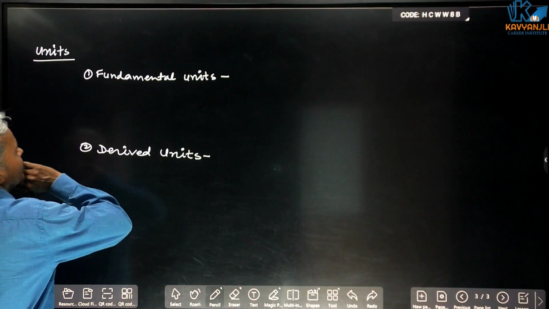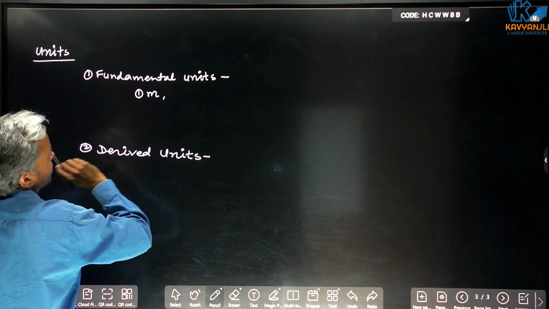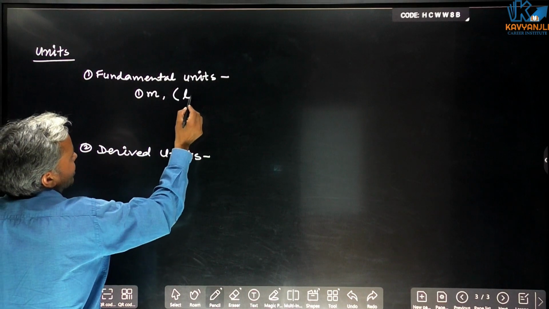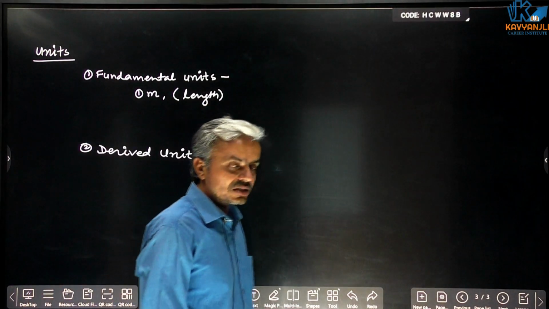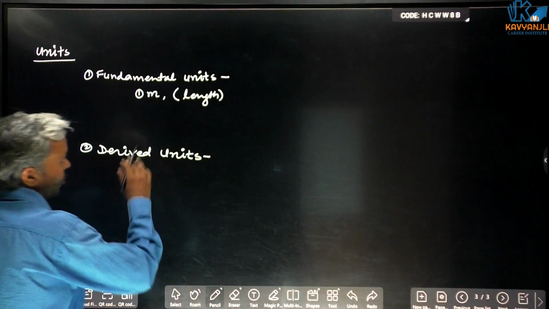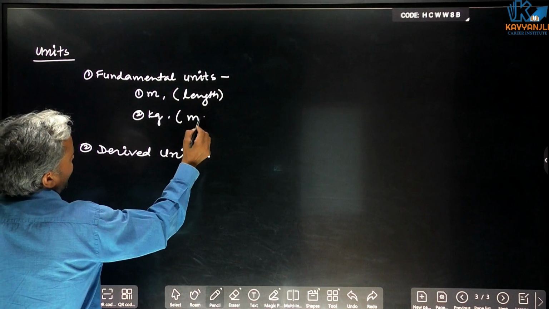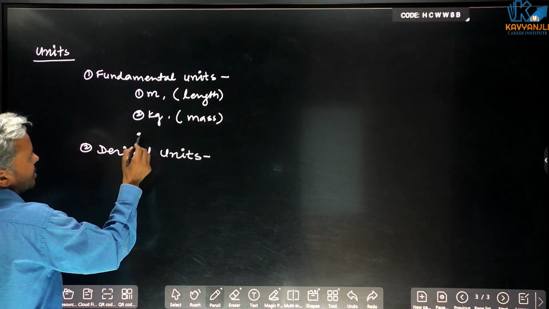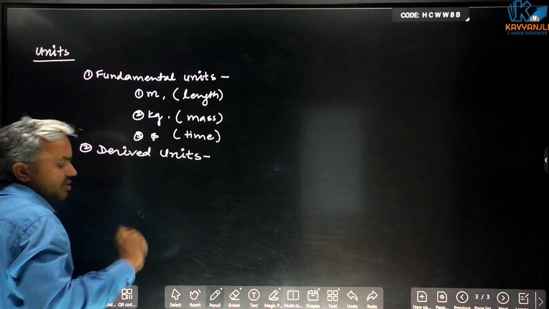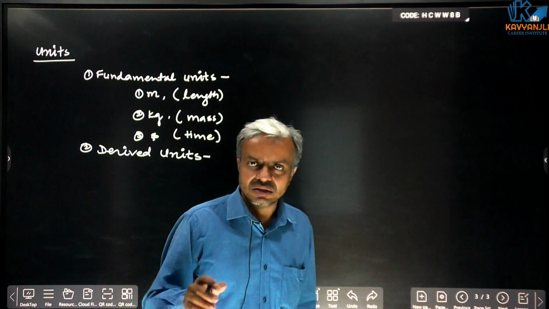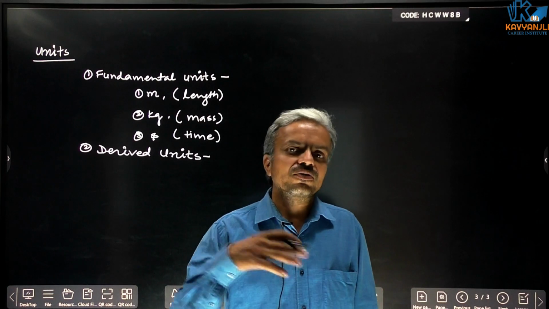What are the fundamental units then? So first fundamental unit is meter. What is the physical quantity? It's length. So the fundamental unit is meter of physical quantity length. Second is kilogram of mass, and third is second of time. So these three physical quantities do not depend on each other. If you choose 1 meter length of an object, it can have different masses.